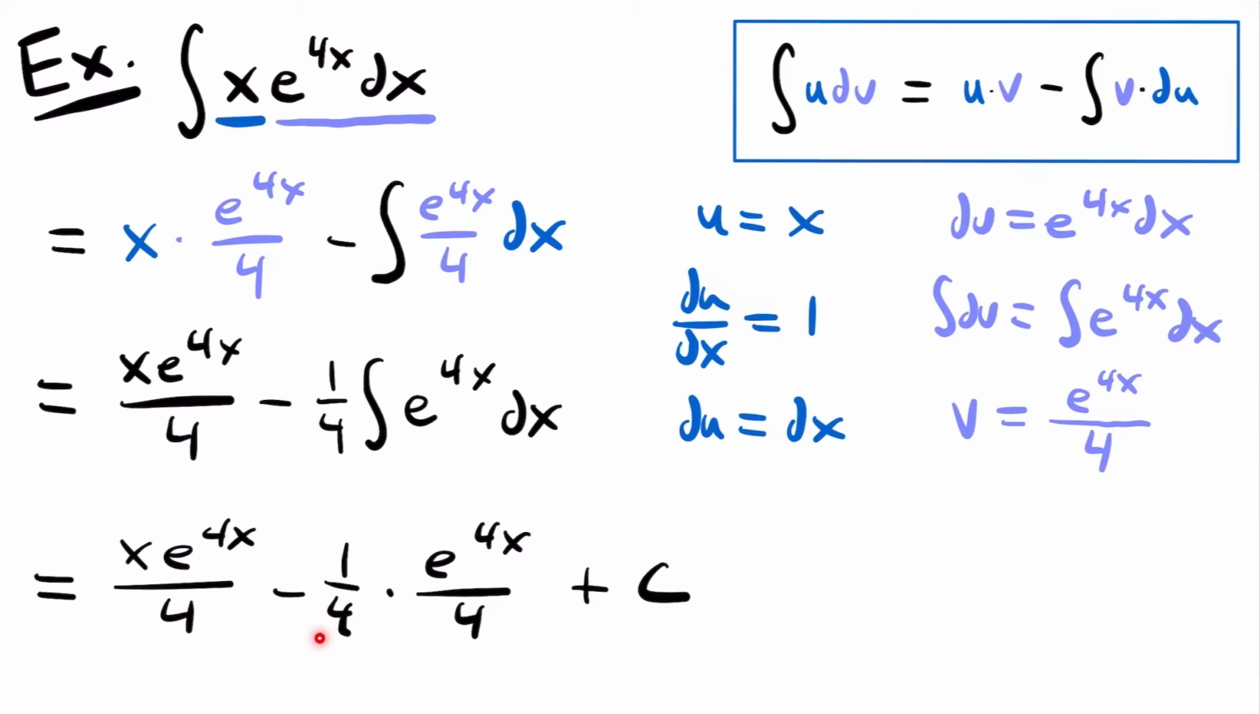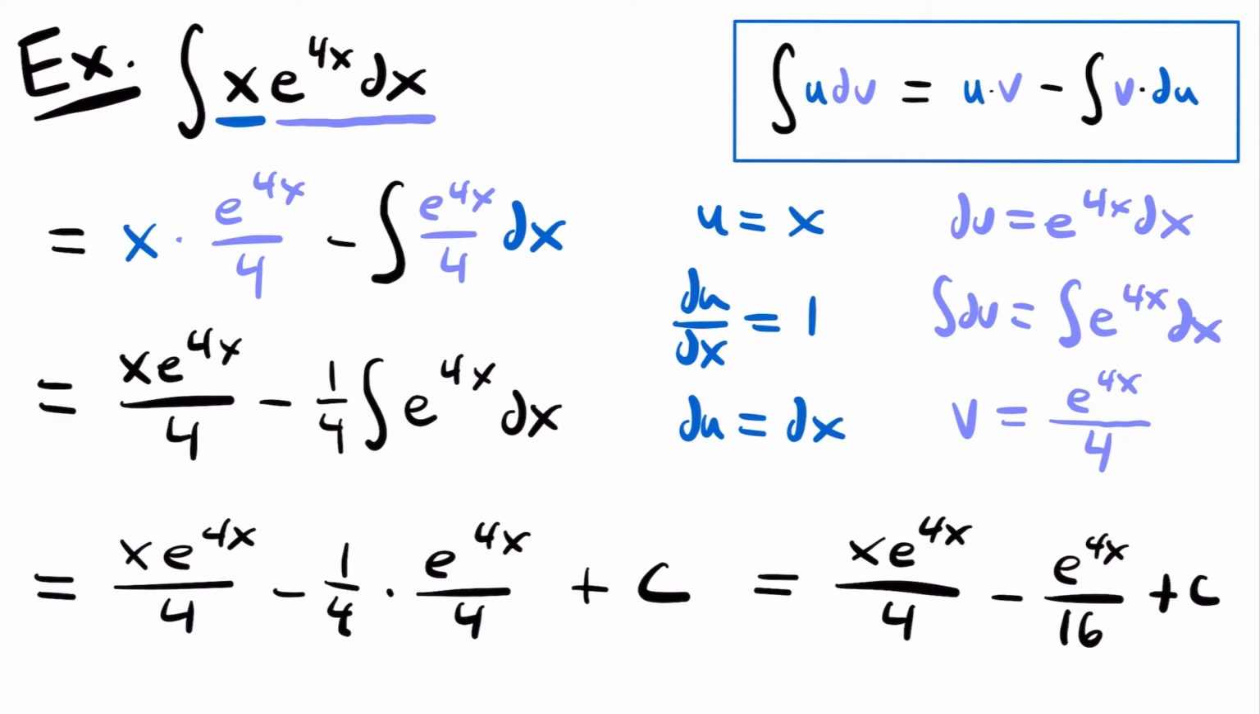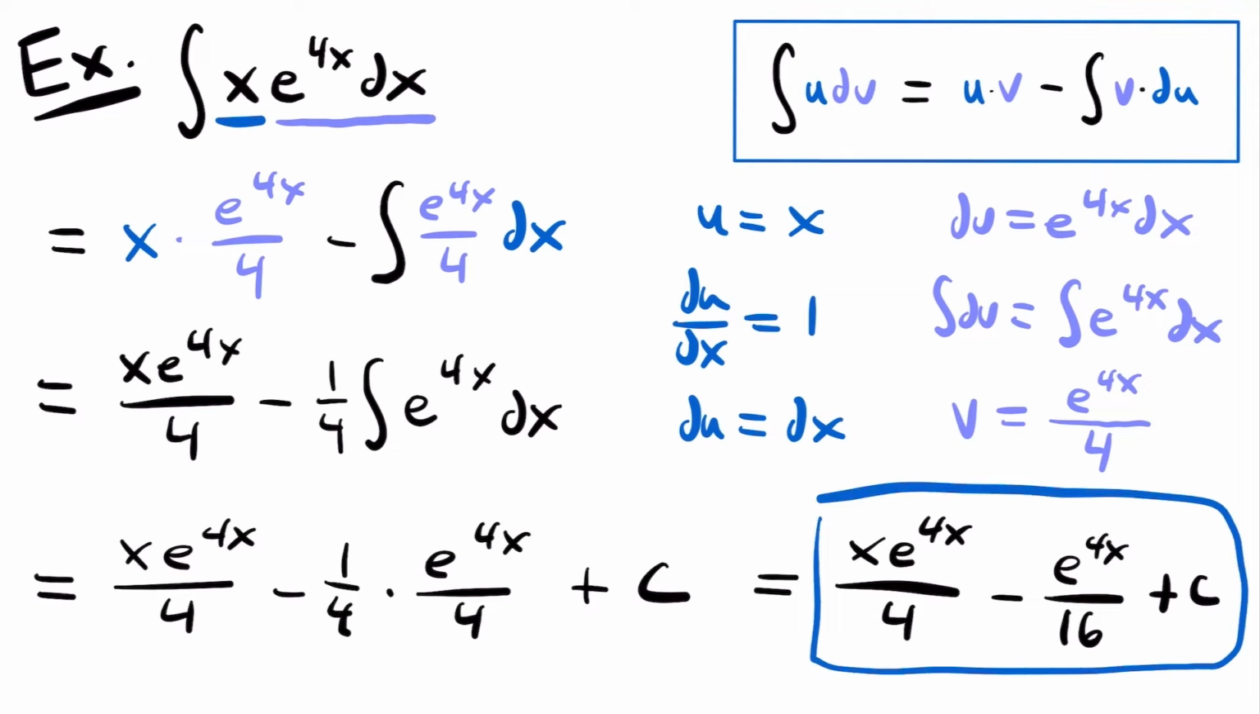And then multiplying 1/4 by e to the power of 4x divided by 4 will give us a denominator of 16. And so our final answer is that this is equal to x times e to the power of 4x divided by 4 minus e to the power of 4x divided by 16 plus c. And that is the solution to this integral by using integration by parts. Let's look at another example.